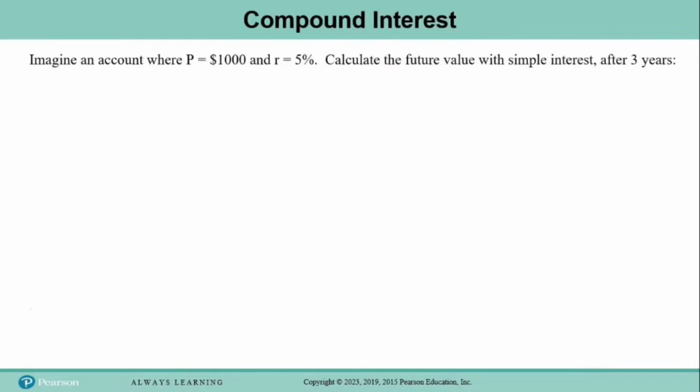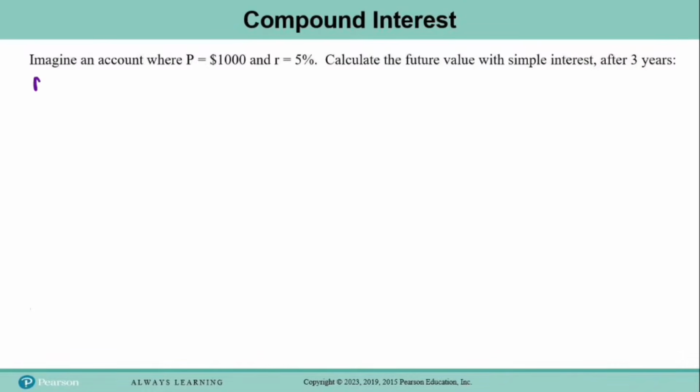So before I just throw a new formula at you, I want us to think about what we already know about simple interest, and then we will see how that applies to compound interest. So imagine this situation. We've got a principal of $1,000 and a rate of 5%. What we're going to do is first calculate the future value with simple interest at the end of 3 years. So we're just imagining that the bank is just going to pay us one interest payment at the end of 3 years.